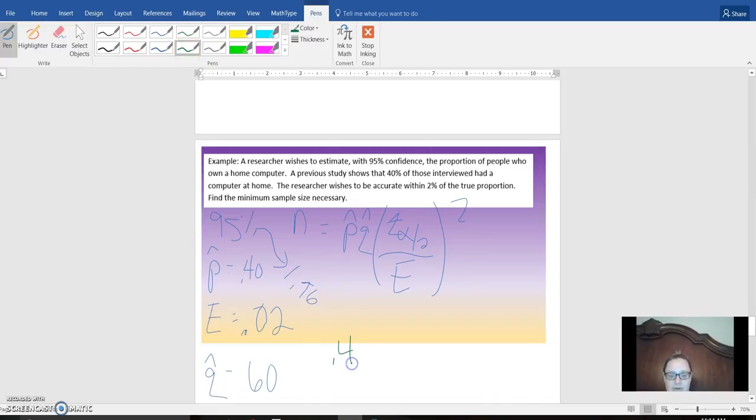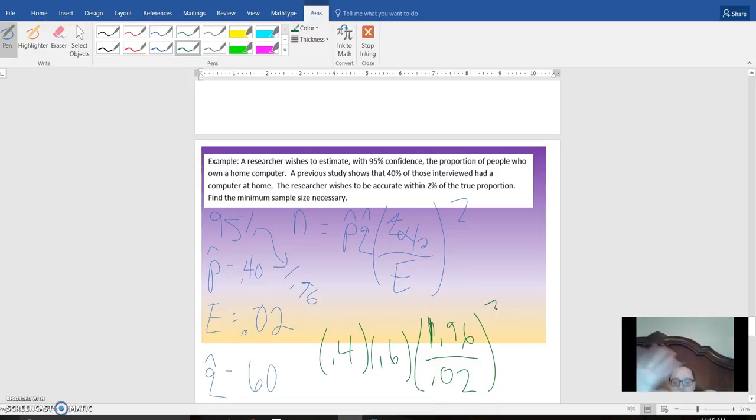P hat is 0.4. Q hat is 0.6. 1.96 for Z alpha over 2. E is 0.02 because it's 2%, and then we square it. I'm literally going to type in the calculator exactly like that. Parentheses 0.4, close it, open another one, parentheses 0.6, close it, open another one, 1.96 divided by 0.02 squared. Okay, like literally like that.